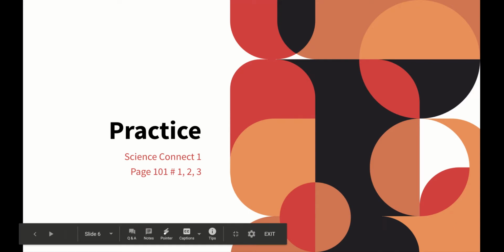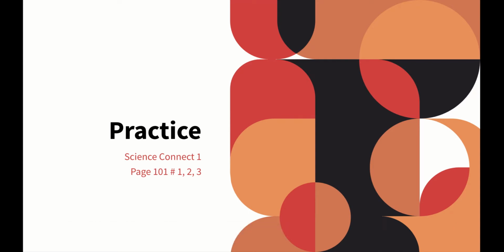If you want to learn more about these technologies or have more practice, please see your Science Connect textbook, page 101, questions 1, 2, and 3.